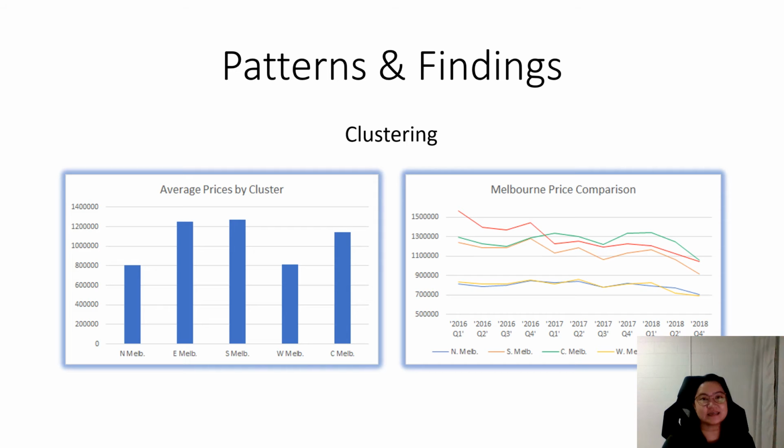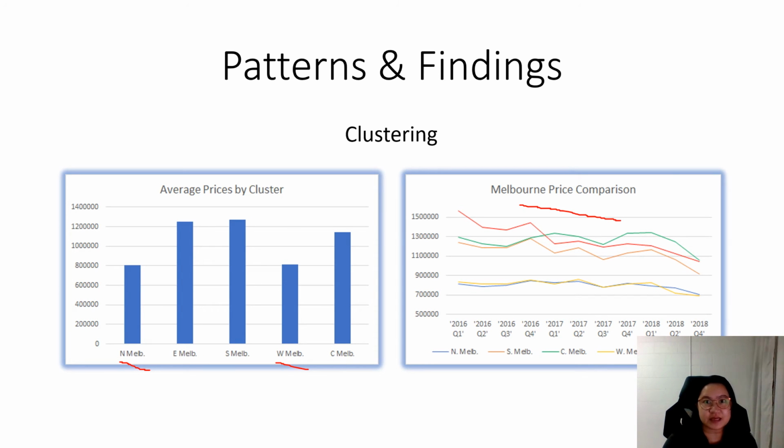Hi, I'm Vanessa, and I'll quickly talk about the patterns and findings we got from the Melbourne housing data. So as seen on this image, the properties in northern and western Melbourne are far cheaper compared to east, south, and central Melbourne. While on this diagram, an overall decrease of average sales price is noted.